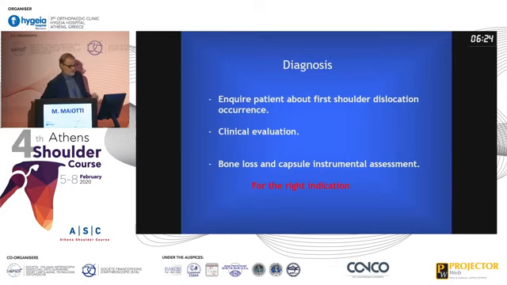So, as Professor Castagna told before us, you have to do a correct diagnosis. Ask the patient when he had the first trauma. Do a correct clinical evaluation. Try to measure the bone loss, but as I told you right now, it's very difficult to find glenoid bone defects or if the humeral head is off track. It's very, very difficult. And then find the right indication.